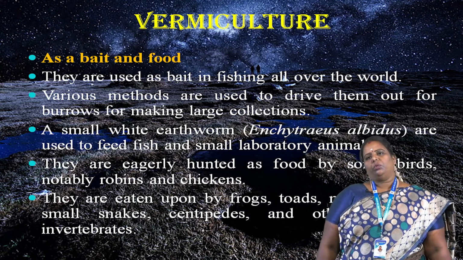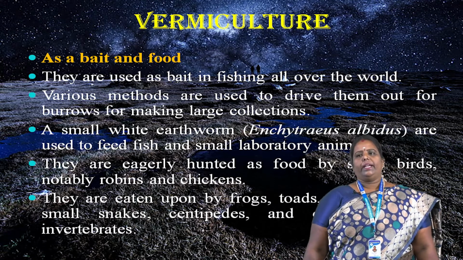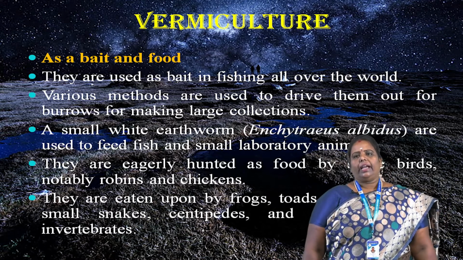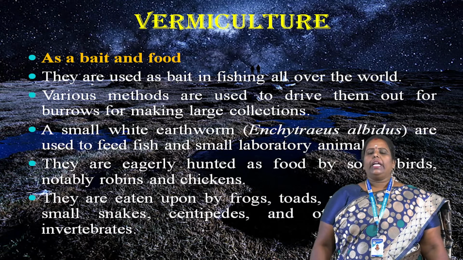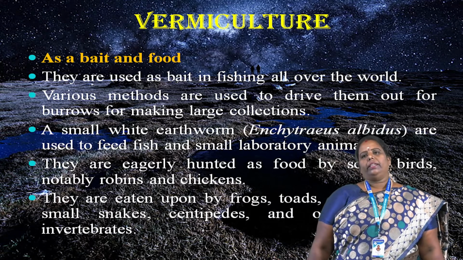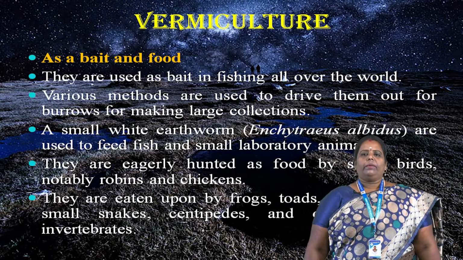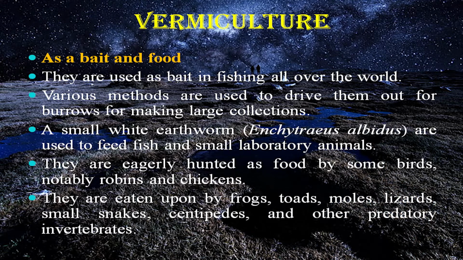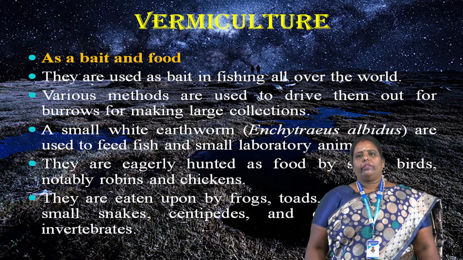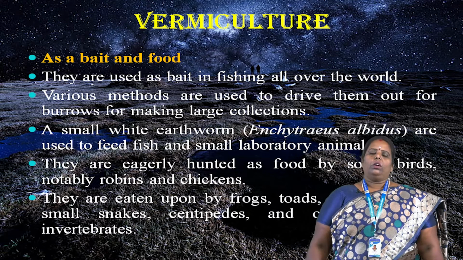Laboratory work on animals means we cut the animals to learn what systems are available in the earthworm. Some birds, notably robins, eagerly hunt them as food, and chickens and hens also eat the earthworm. It is a highly nutritious protein food that gives good eggs. They are also eaten by frogs, toads, moles, lizards, small snakes, centipedes and other predatory invertebrates. That is the use as food material for the above animals.